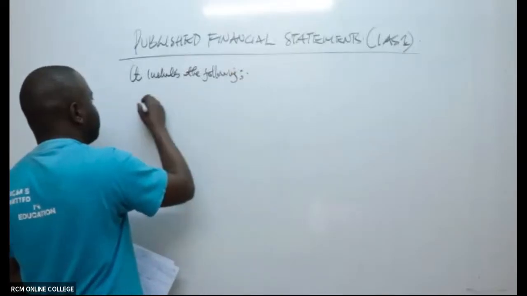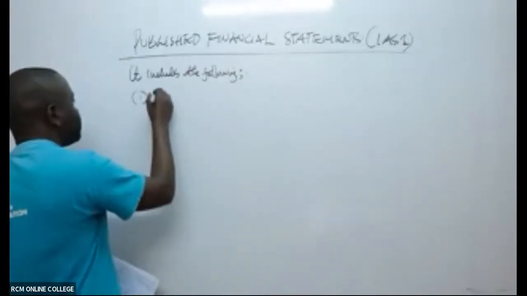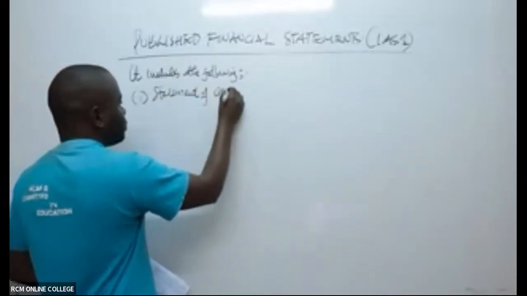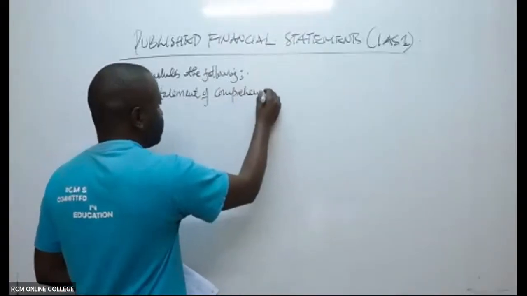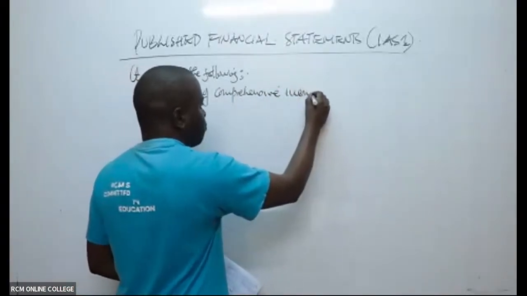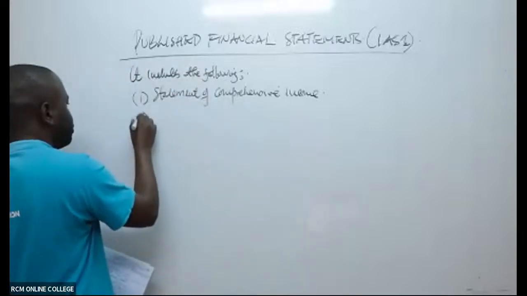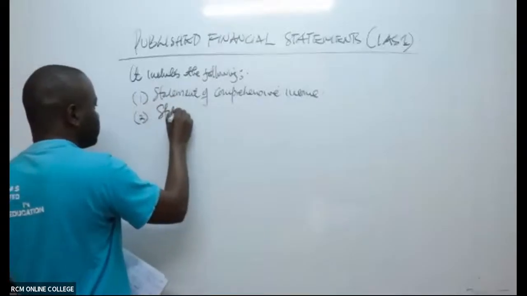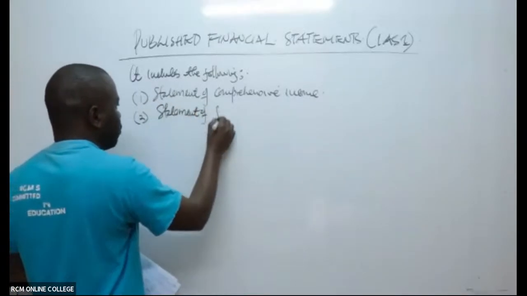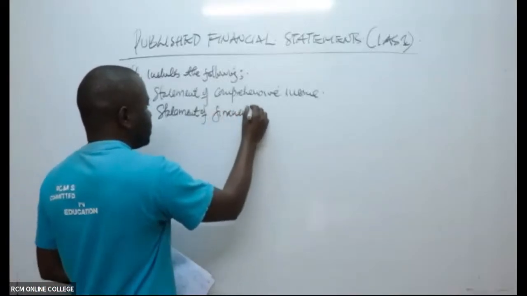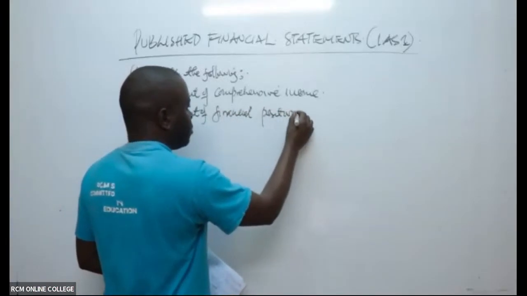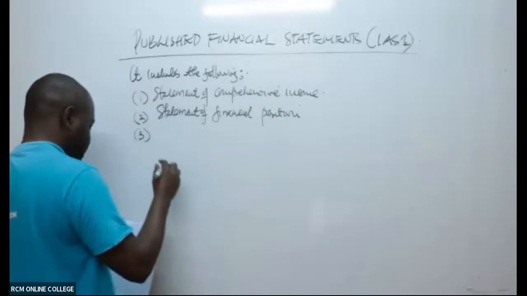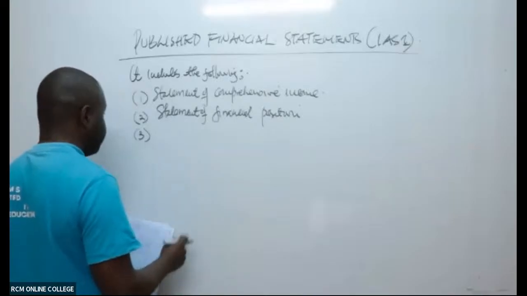Number one, we have the statement of comprehensive income. Number two, we have the statement of financial position. Number three, the statement of changes in equity.